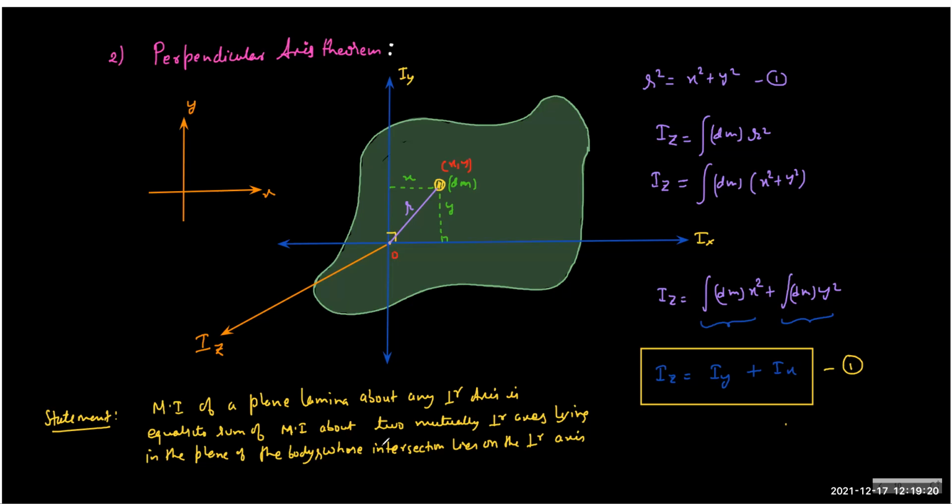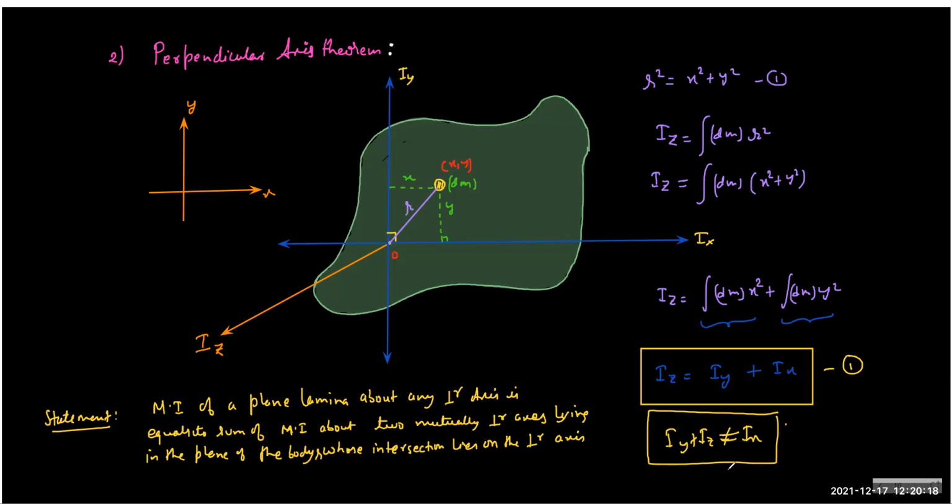Now Iz is Ix plus Iy. The rule says the two axes which you add must be in the plane of the lamina, and the perpendicular is the third axis. So why can you not write Ix plus Iz? Because Y and Z are not part of the plane. Similarly, you cannot write Ix and Iz. The only thing you can add is those axes which are in the plane and are mutually perpendicular, and you must draw the axes in such a way that their intersection is on the third axis. If you meet all these conditions, then this formula is true.